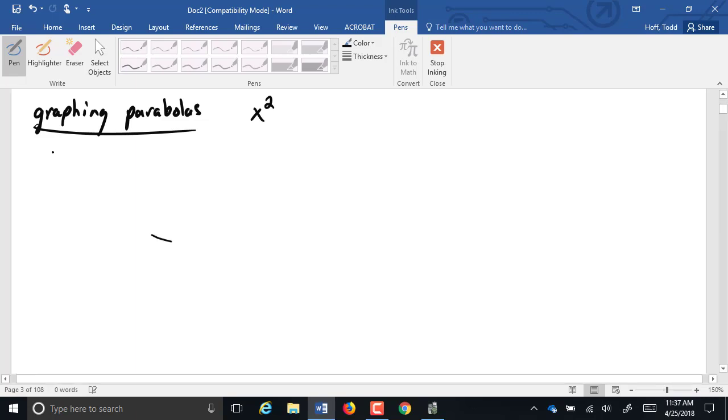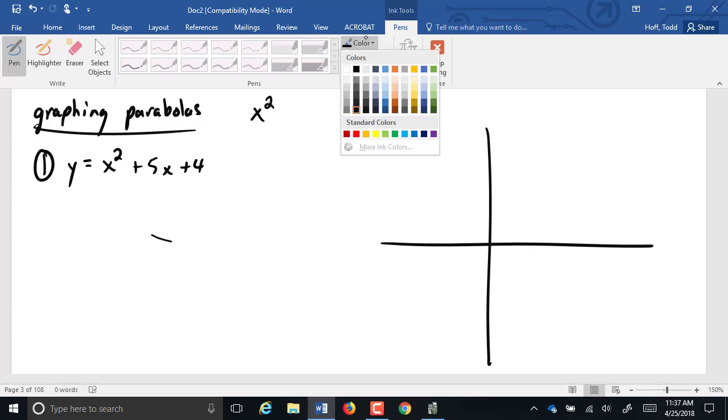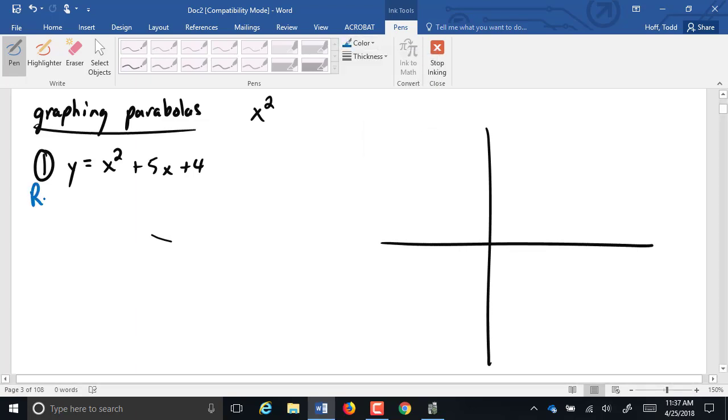So I want to start out with just number 1. Hopefully everybody got that one to work out. I just want to give you something to compare to. We had y equals x squared plus 5x plus 4. If we go to graph that, first thing to remember is to find the roots. To find the roots, there's two things you need to do. You set y equal to 0, and then you factor the other side.